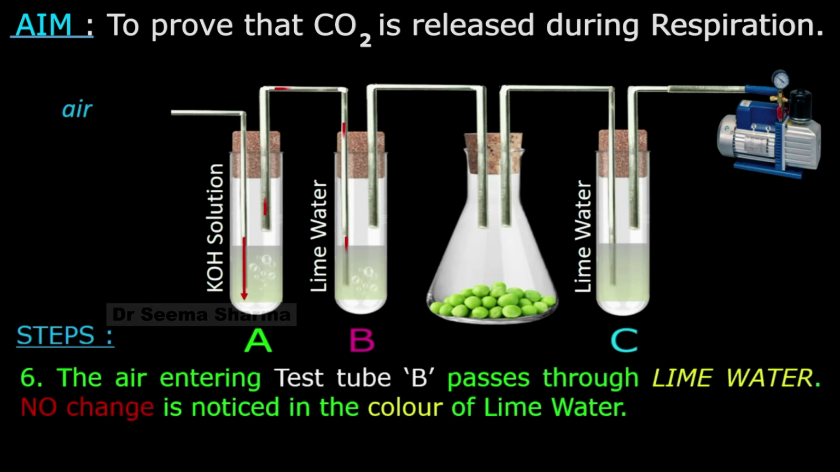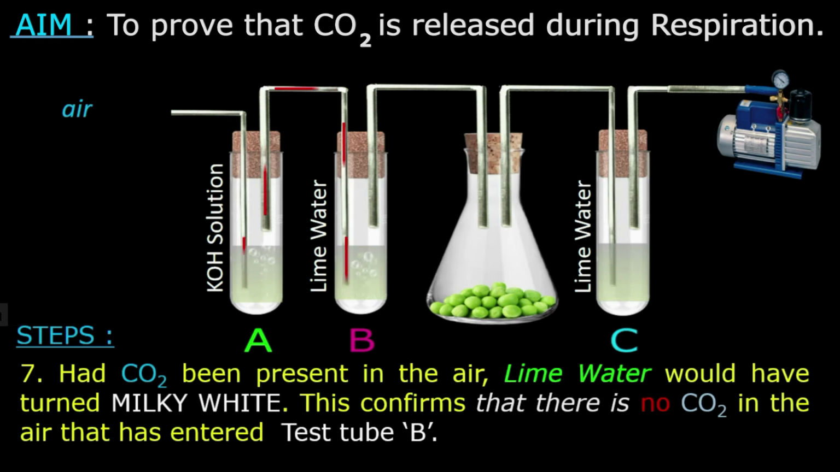The air entering test tube B passes through lime water, but no change is noticed in the color of lime water. Had carbon dioxide gas been present in the air, lime water would have turned milky white. But there is no change in color of lime water. This confirms that there is no CO2 in the air that has entered test tube B.